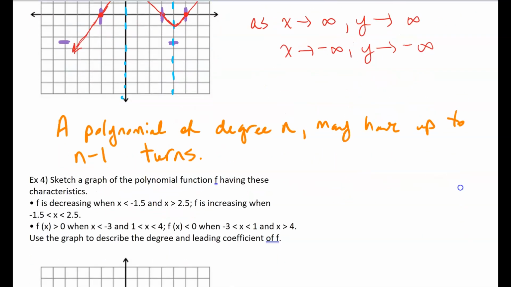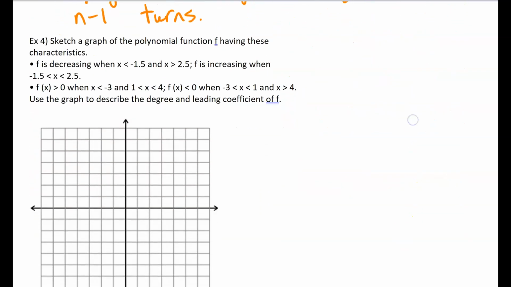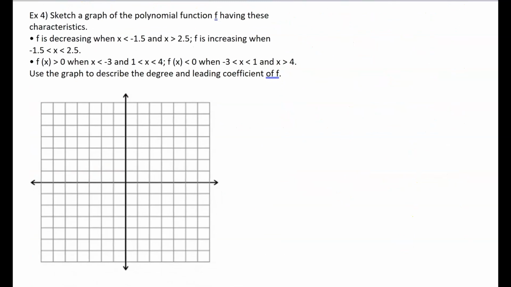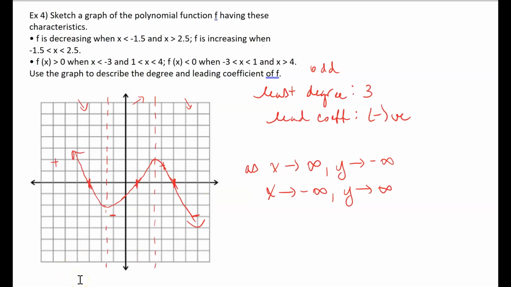Okay. I'm going to let you guys try the next one on your own. Yes, you can work together. Okay. There is the final sketch.